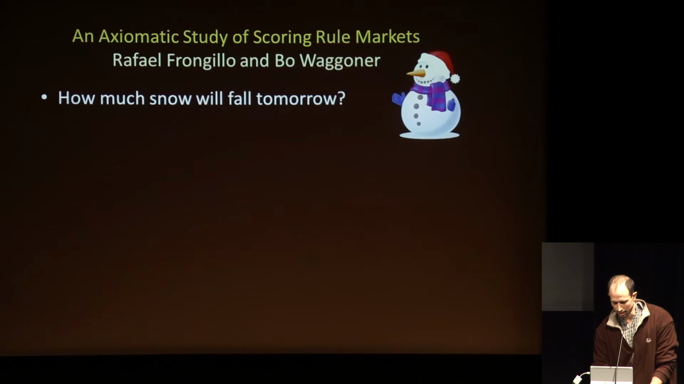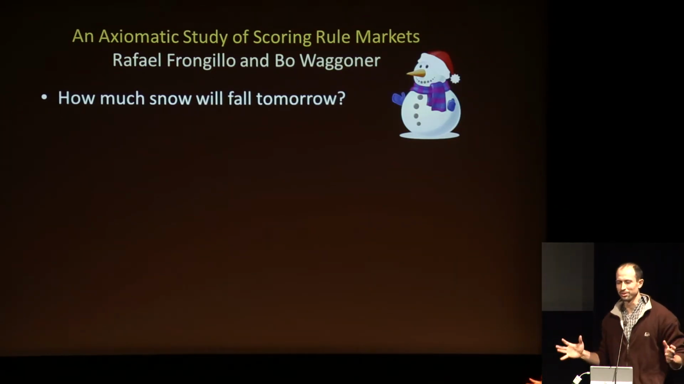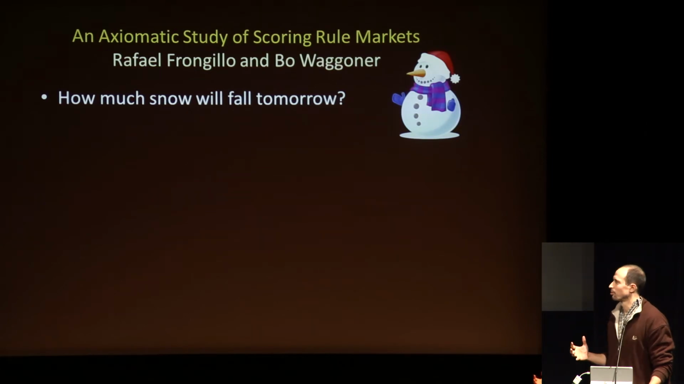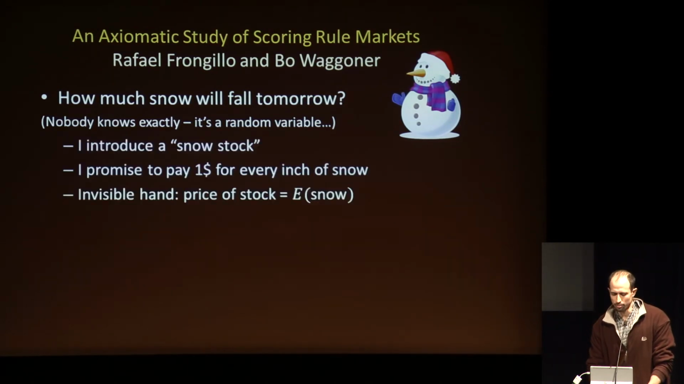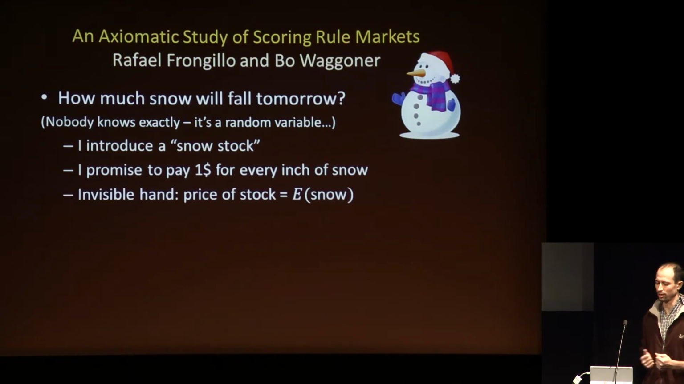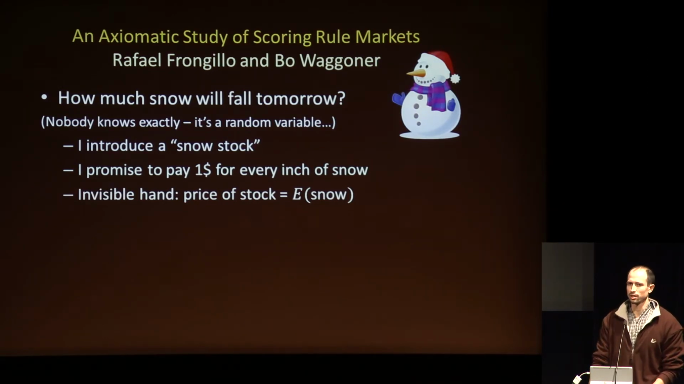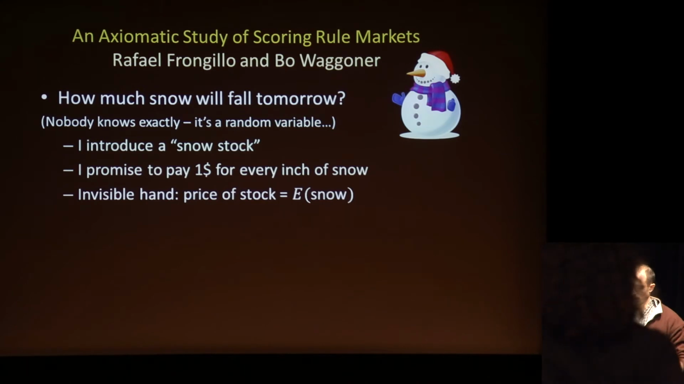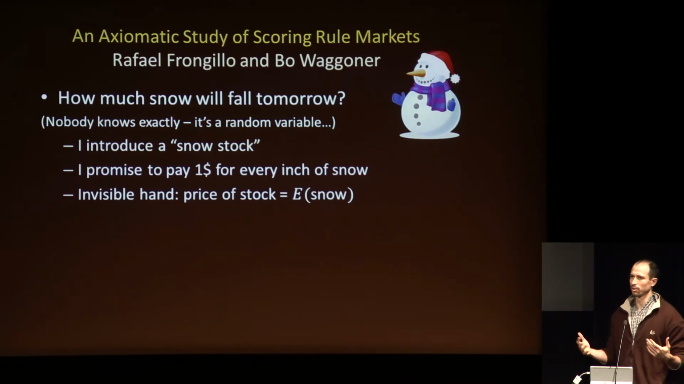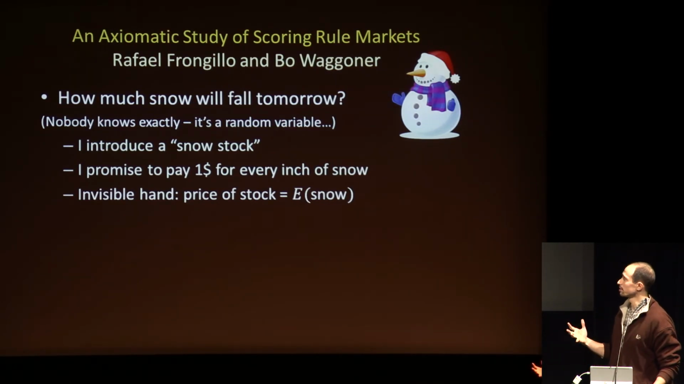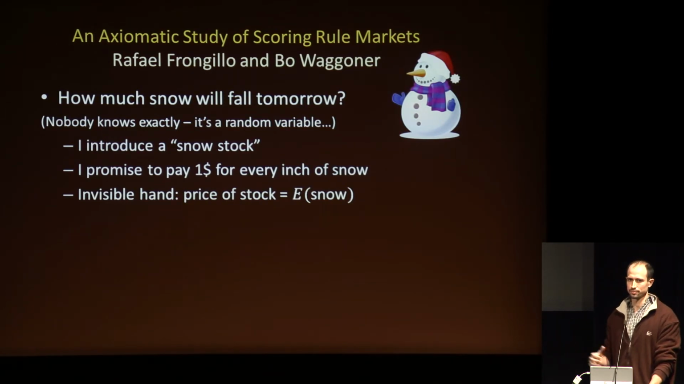So, I wrote this slide a few days ago. I was really concerned with snow. Tomorrow, apparently, there's a rainstorm, so you should check the weather for that. It will be rain, but same idea. I want to know how much snow will fall tomorrow, and no one knows exactly. It's a random variable. But here's a mechanism for learning some information. I'll introduce a snow stock, and I'll sell it out here using the stage. And then you guys can trade it however you want, and I promise tomorrow to pay $1 for every inch of snow. And we expect that at the equilibrium price, the price of the stock will be approximately the expectation of this random variable.